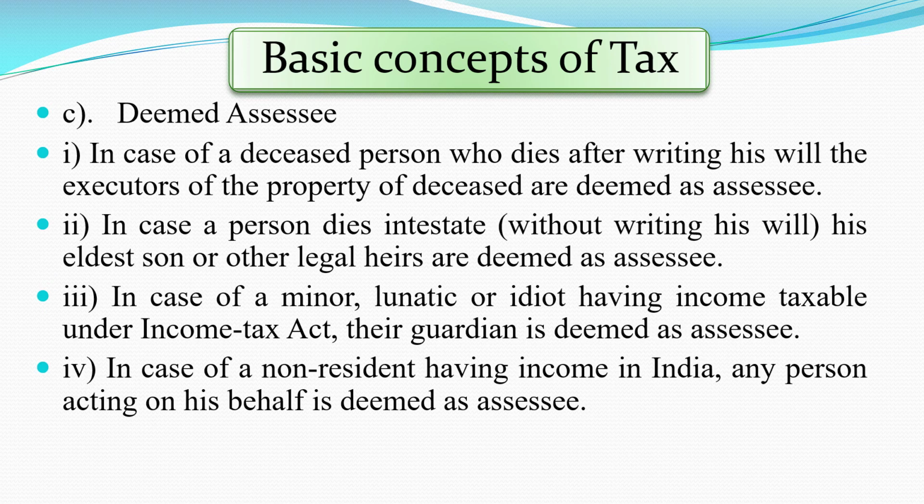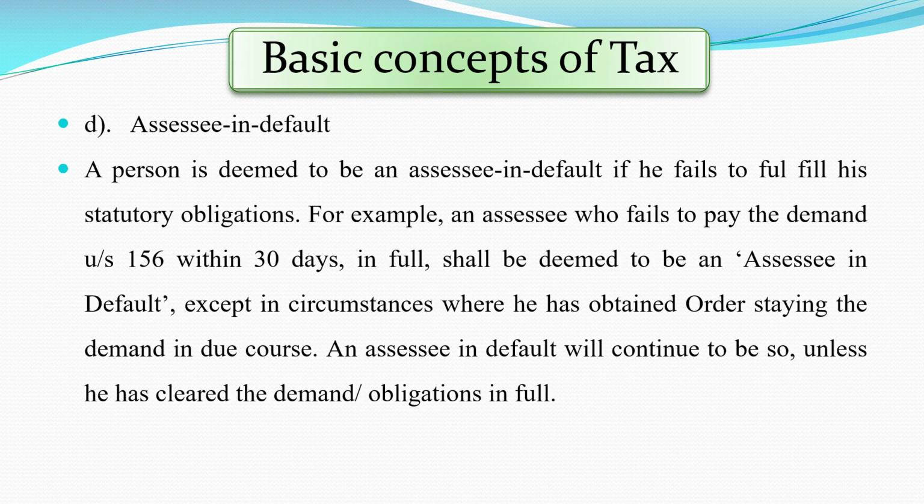Next is the deemed assessee. In case the assessee, the person, dies after writing a will, then the executor of the property will be treated as the deemed assessee. But if the person dies intestate, or without writing a will, then the eldest son of that person will be treated as the deemed assessee.